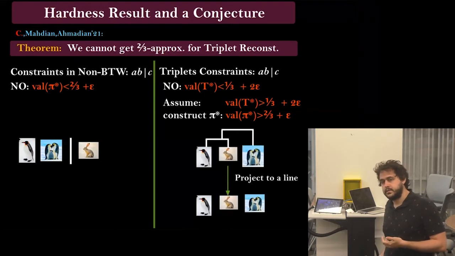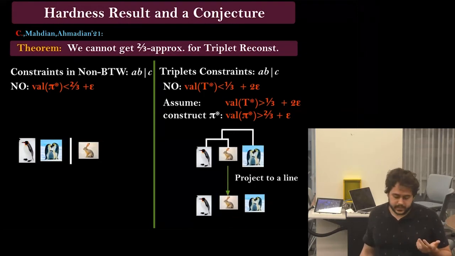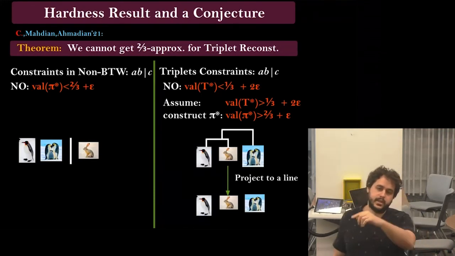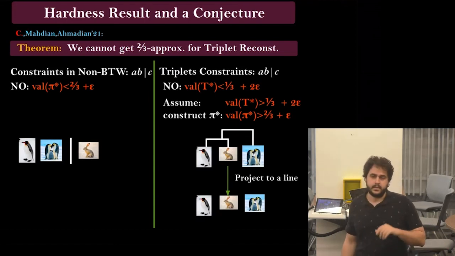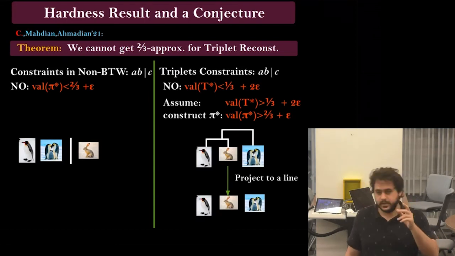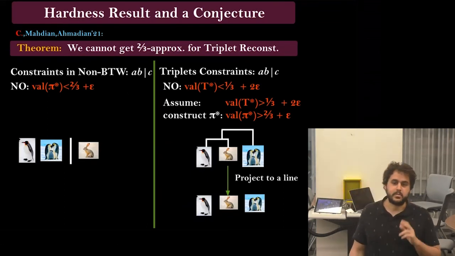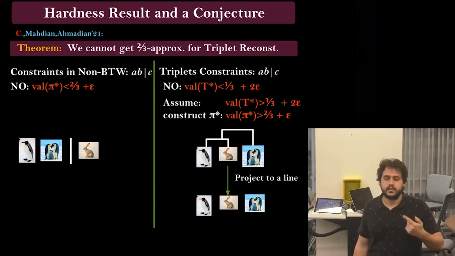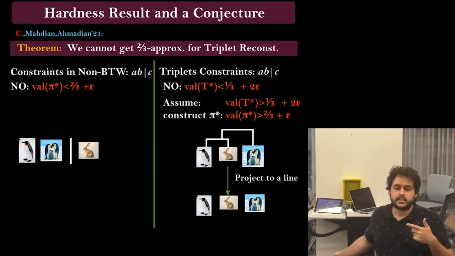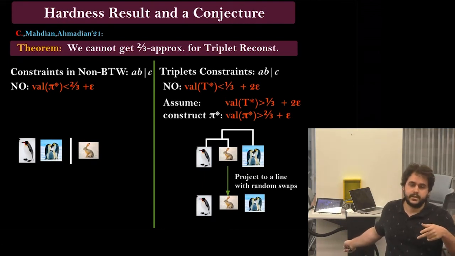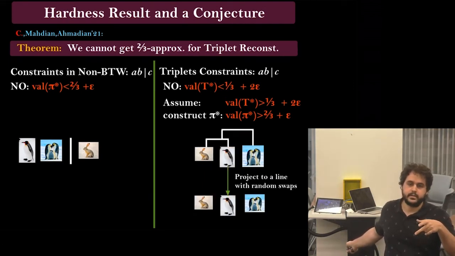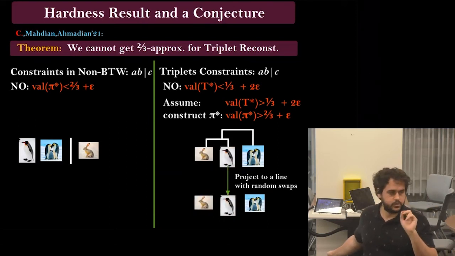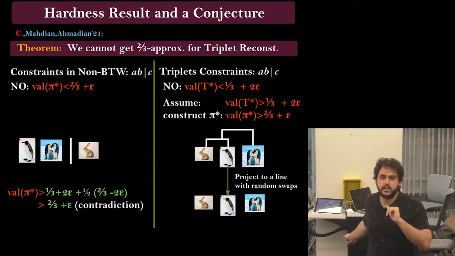Let's see here. Now the idea is that even if a triplet is violated in the tree, like the one here where the rabbit is closer to the penguin, the rabbit is in the wrong place in this tree. As I'm projecting onto the line, I can just randomly swap the left and right children of this tree, right? The tree doesn't change because it's defined based on the lowest common ancestor. So I can just project.